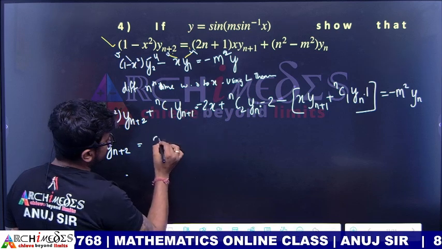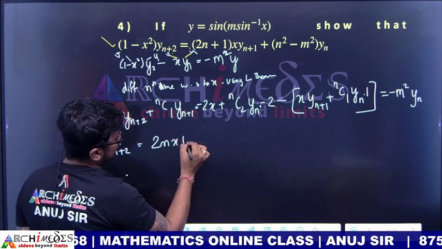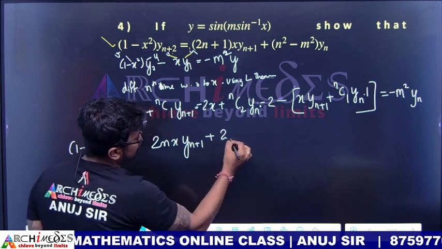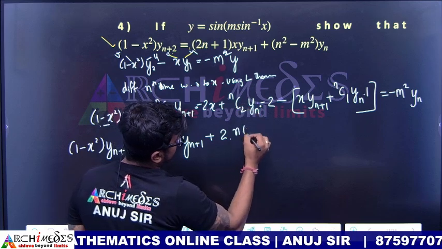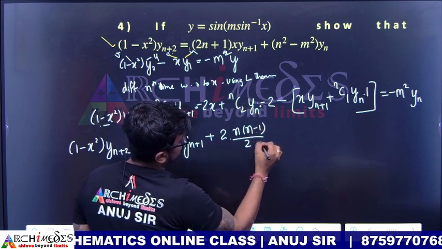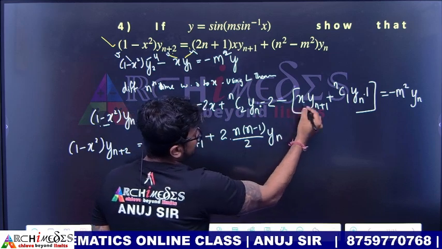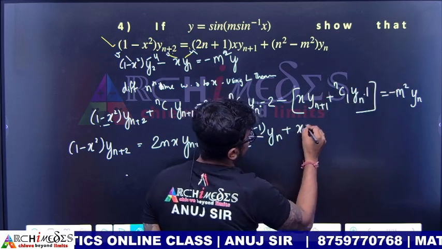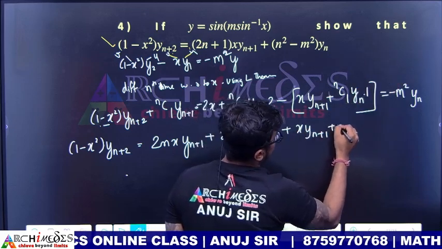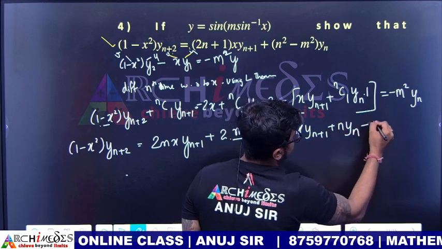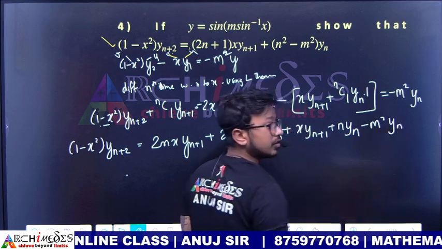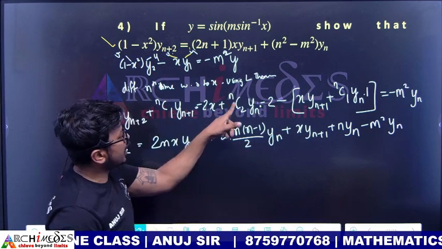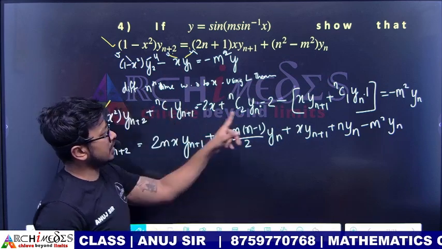So I'm directly writing 2n x y to the power of n plus 1, plus 2, this is 2, and nC2 is n minus 1 by 2, y n. This negative, if we put that whole bracket part on that side, it becomes positive. So plus x y n plus 1, plus n y n, minus m square y n. Am I clear? Equal to this one. I am just keeping this on one side, putting everything over there, and also expanding nC1, nC2, and opening the bracket as well.